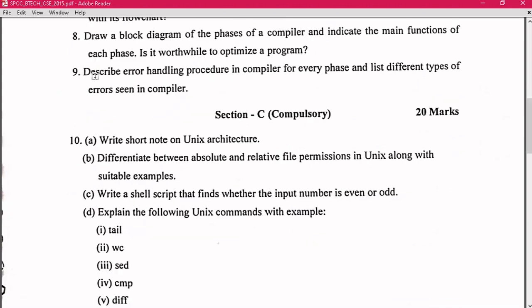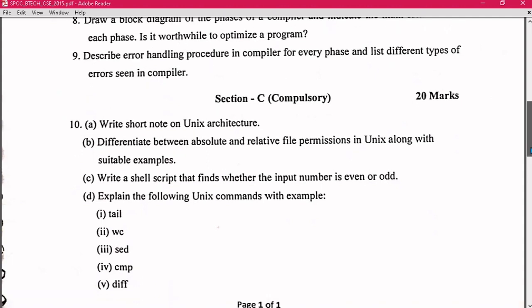Now, the ninth question is: describe the error handling procedure in the compiler for every phase and list different types of errors seen in a compiler. Again, this is a very, very easy question. The eighth and ninth questions are so easy that if you have read them once, you can very simply attempt them. Simply discuss errors and the types of errors, and explain all the errors with the help of examples, right?